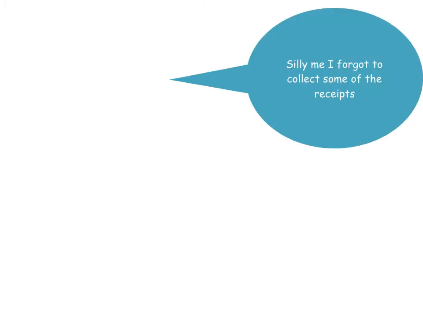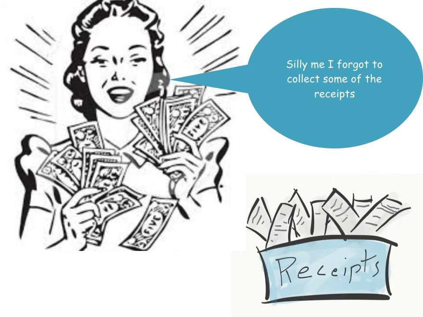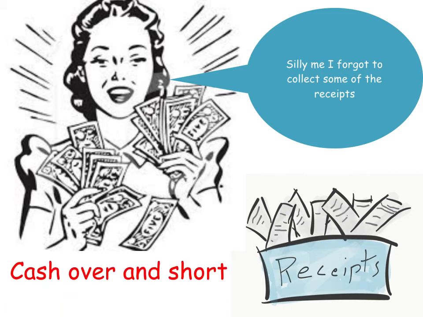However, sometimes Claire forgets to collect the receipts from her colleagues. This means that the amount of cash needed to replenish the fund does not match the total amount of receipts. In this case, Claire would have to charge a discrepancy account called the cash over and short. This is a temporary account that can have a debit or credit balance depending on the situation.